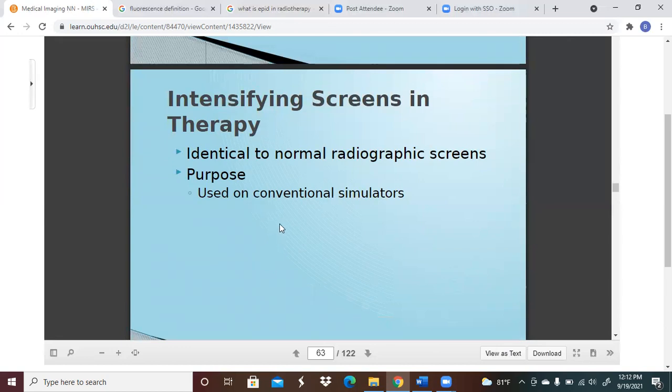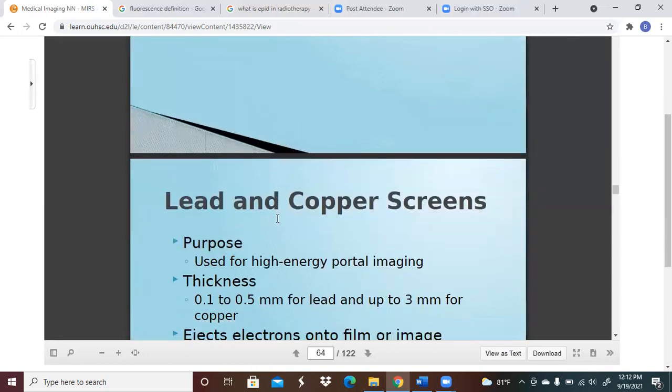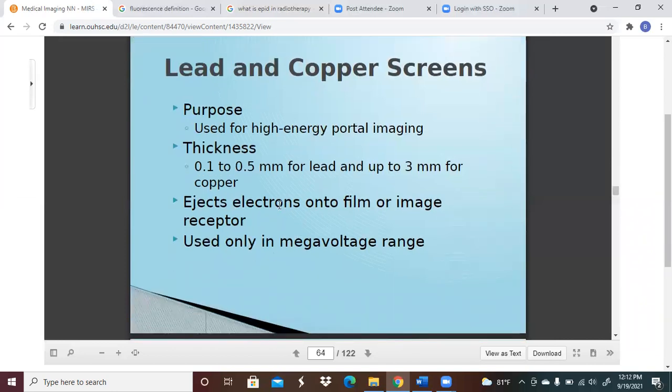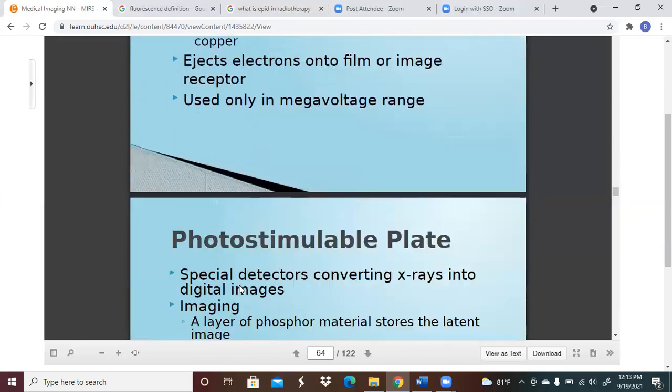So this is identical to normal radiographic screens, and it is used on conventional simulators. Lead and copper screens are used for high energy portal imaging. You've got about 0.1 to 0.5 millimeters for lead and up to 3 millimeters for copper. They eject electrons onto the film or the imaging receptor and are used only in the megavoltage range.